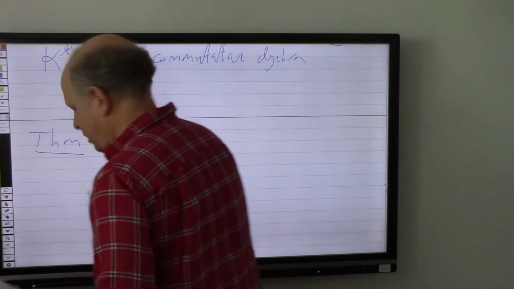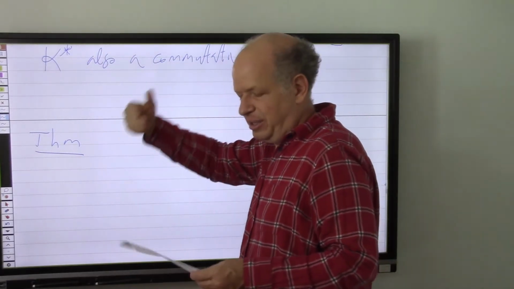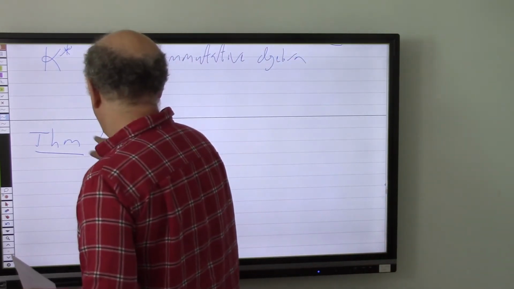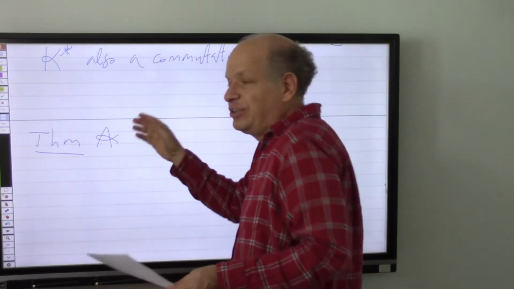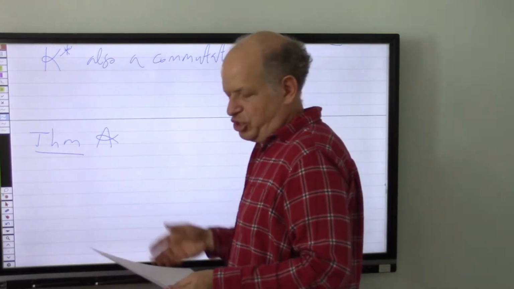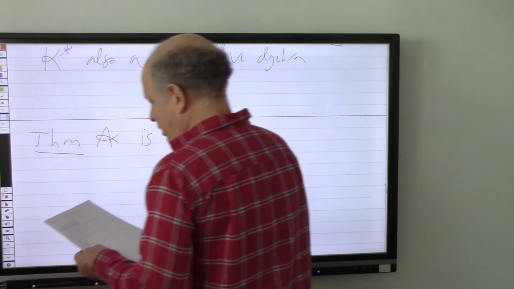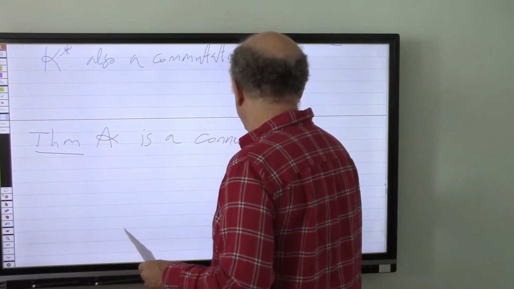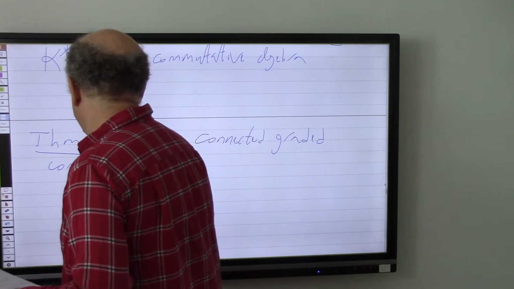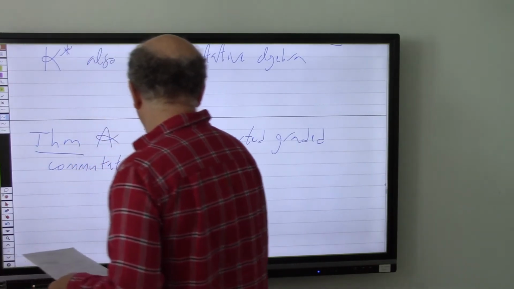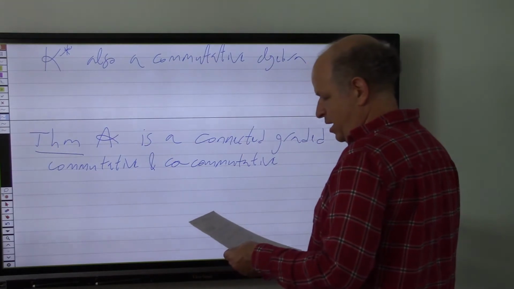So, theorem. Again, the inspiration comes from K, but I'm going to make the statement about A. So the space of chord diagrams modulo 4-term relations, and I didn't put R because I didn't feel like it, so I don't mod out by framing independence relation. But the same is true if you do mod out by framing independence relation. So this A is a connected, graded, commutative, and co-commutative bialgebra.